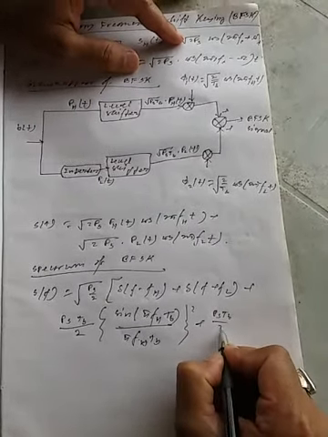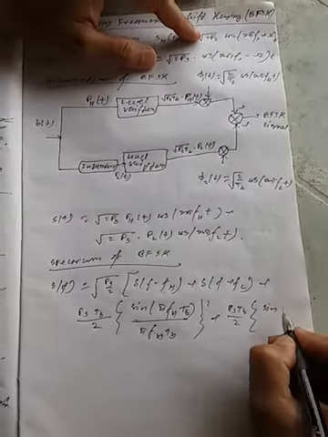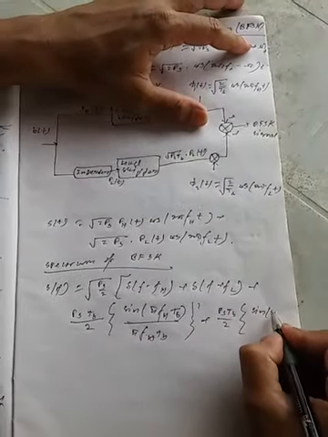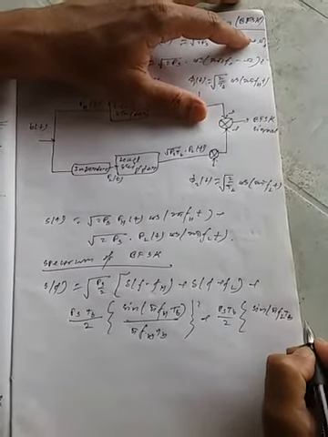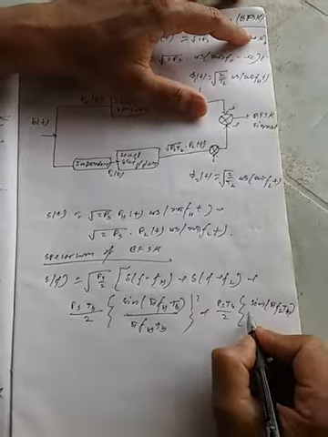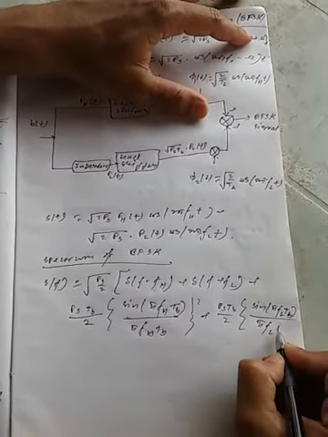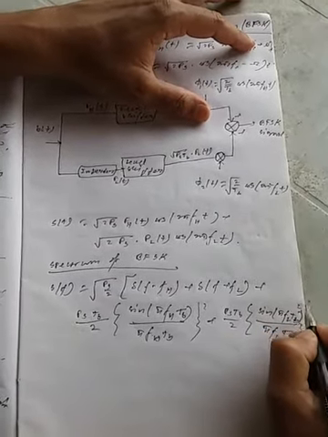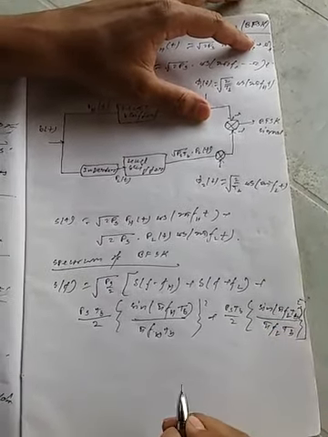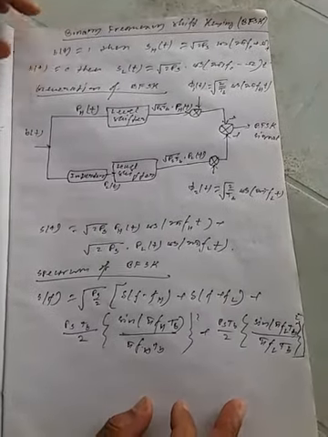PsTb by 2 sin of pi fL Tb by pi fL Tb. So this is basically a sinc function, right? So whole square, this portion. So this is the power spectral density of the BFSK signal.